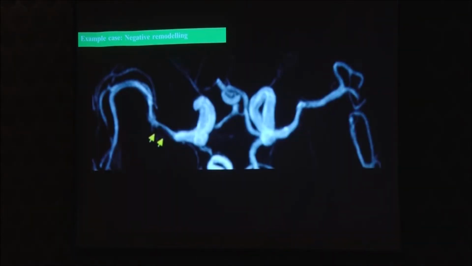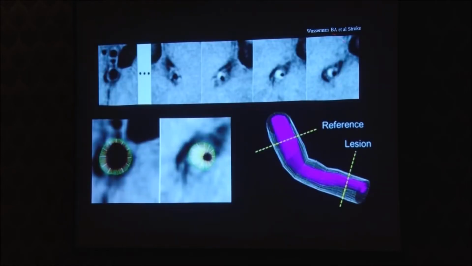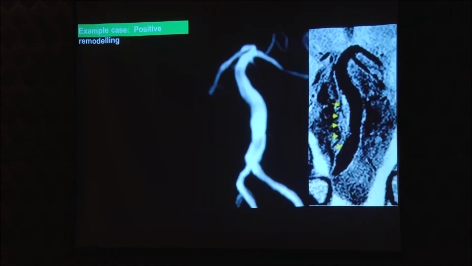So let's look at a case. This is a patient who has an M1 stenosis here. This is the vessel wall imaging. The green line represents the outer diameter of the artery. If you see here, it is narrowed down. So we know it is a negatively remodeled artery. And you also see that there is luminal compromise. This is a negatively remodeled intracranial atherosclerotic plaque. Compare that with the basilar plaque. I told you earlier that the posterior circulation is more positively remodeled. You see the lumen is maintained, but there's a good plaque burden here.